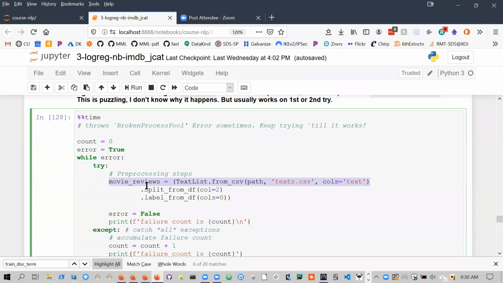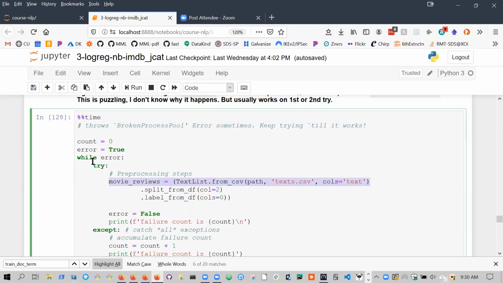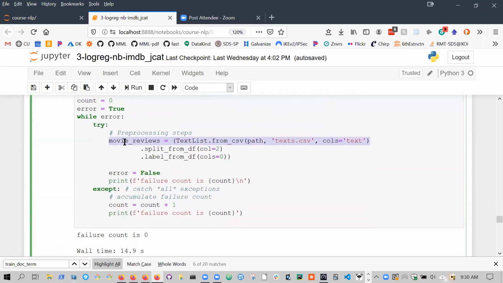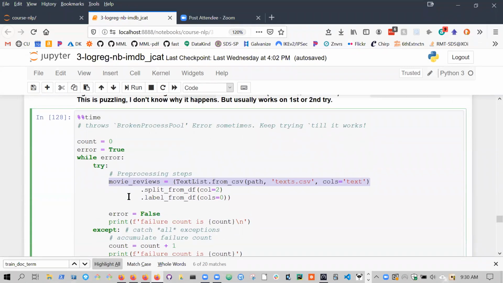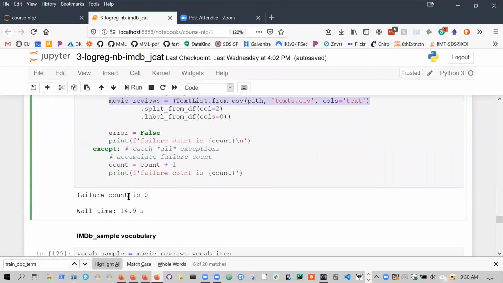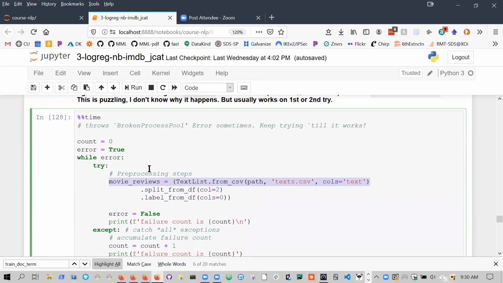So to get around this, I wrote this little thing that just does it by brute force. It just keeps trying until I succeed. Sometimes it succeeds on the first try. Sometimes it takes a lot of tries to succeed. But it eventually does. And so that's how I got around this broken process pool error, if anybody encountered it.